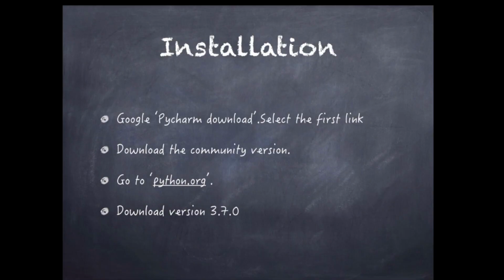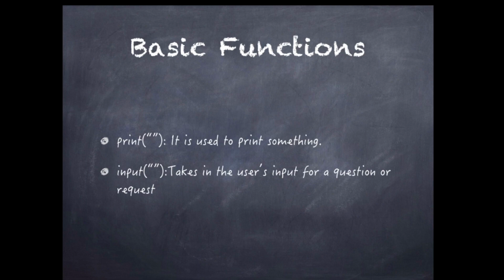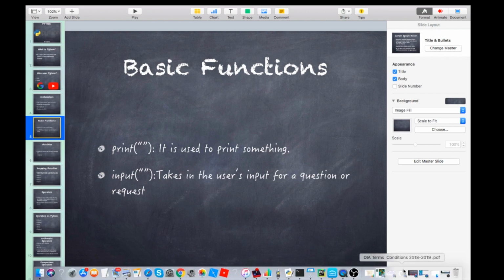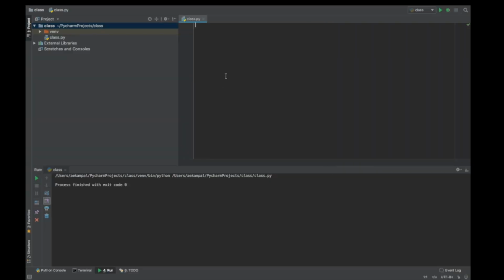Okay, so now that you've installed Python, two basic functions of Python are print, which is used to print something, and input, which takes in the user's input for a question or request. So let me show you an example of print. Let's open up our PyCharm. Let's go print, then in brackets.